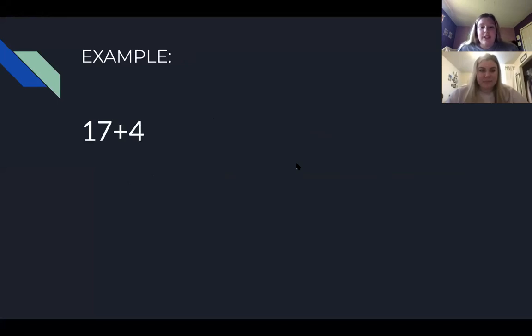Can one of you volunteer to explain the thought process to solve this problem using counting on? Okay, thank you. So when solving, you would think in your head 17, 18, 19, 20, and get the answer, which is 21, because you are counting on. Great work. Now we're going to move on and talk about extending doubles and near doubles.